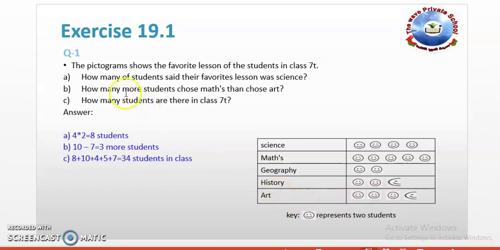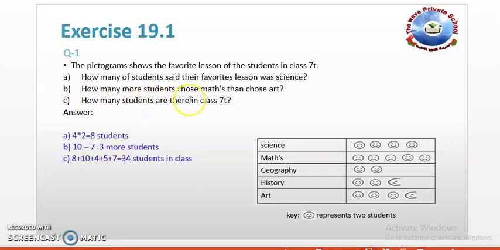And what is our question? How many more students choose maths than choose art? So just subtract maths and art. 10 minus 7 is equal to 3 more students. For maths there are 10 students and for art there are 7 students. So we can say that 3 more students want maths more. And what is the C part?